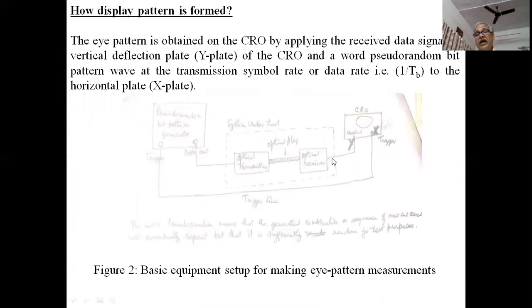How do we get the eye pattern? The eye pattern is obtained on the CRO by applying the received data signal to the vertical deflection plate of the CRO, and a pseudo-random bit pattern generator is used for the transmission symbols at a data rate of 1 by T, applied to the horizontal plate X.